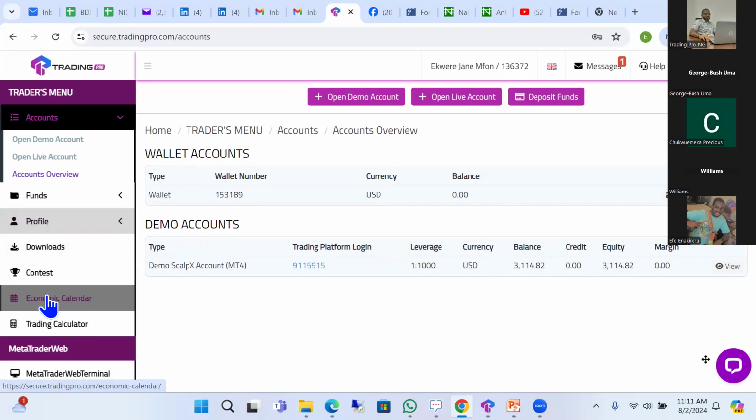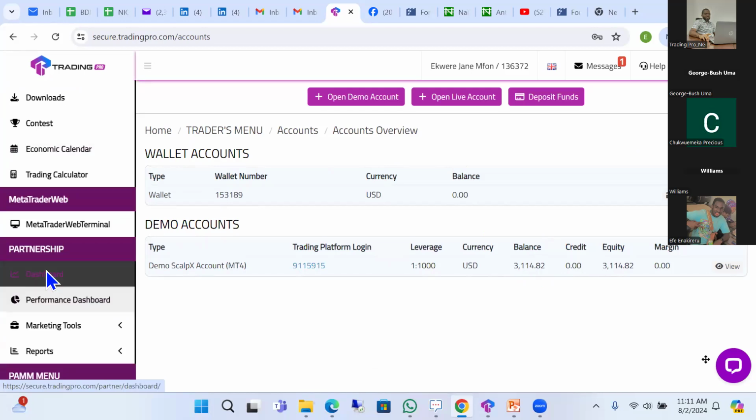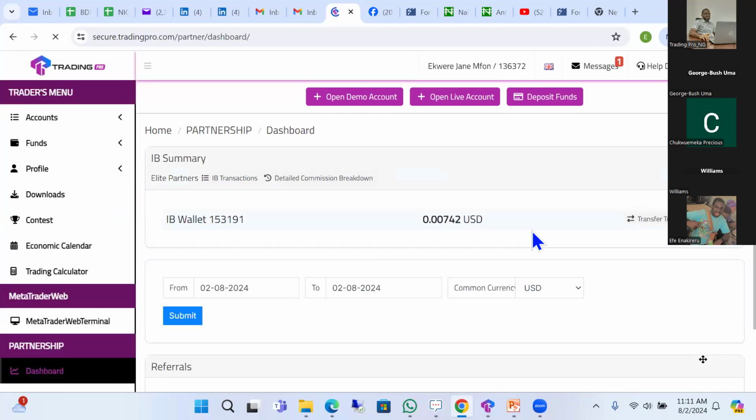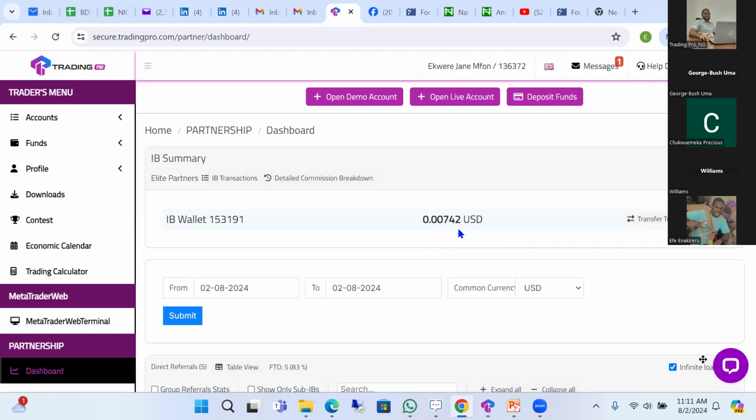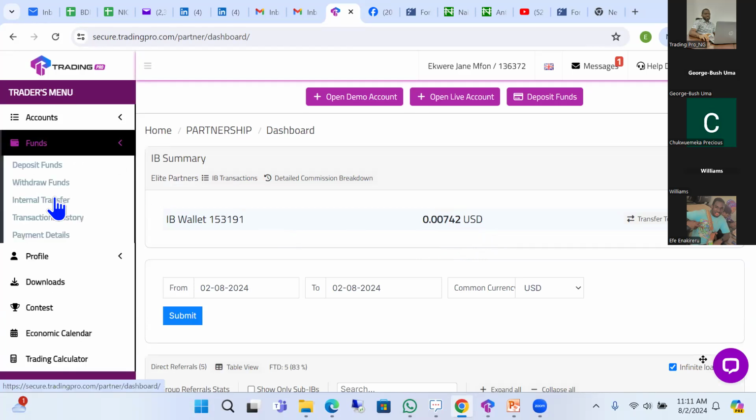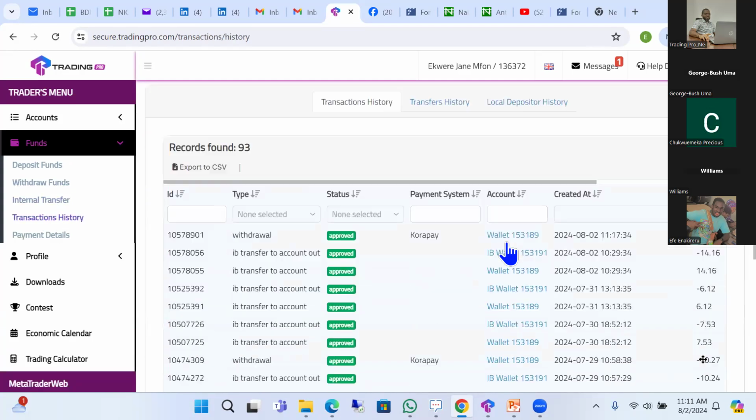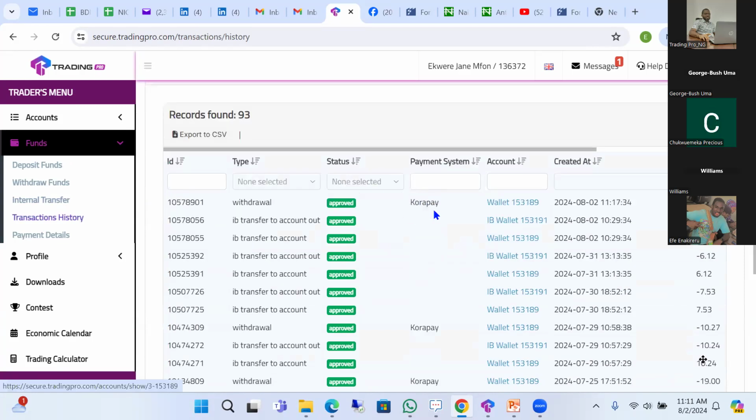So let's go to partnership to see. All right, so this is the partnership. So you can see this is how much this person has that has not been paid, which will be paid. But then to now see the transaction history of this account, you see how much this person has been withdrawing. All right, so see, every time you see Cora Pay, be rest assured that that's a withdrawal. So it will show minus every time you see Cora Pay. So this was today, 2nd August. This person has made a withdrawal of $27. If you do the calculation, you know how much it is.